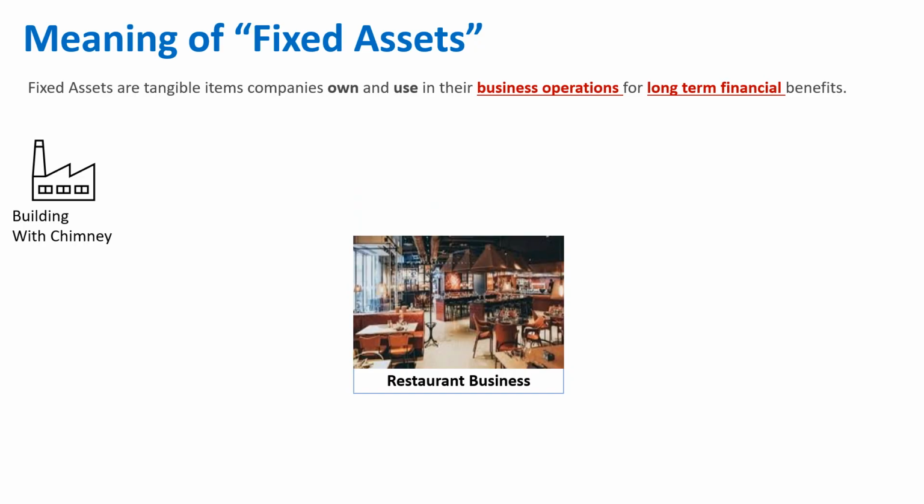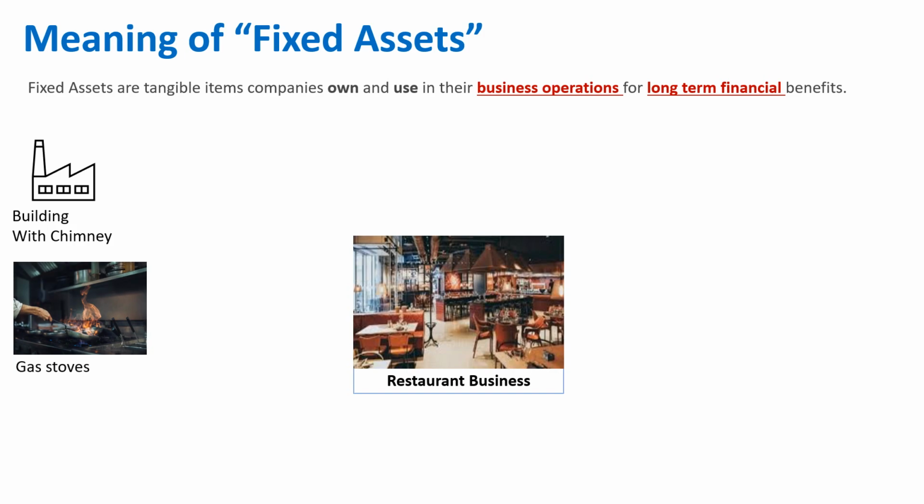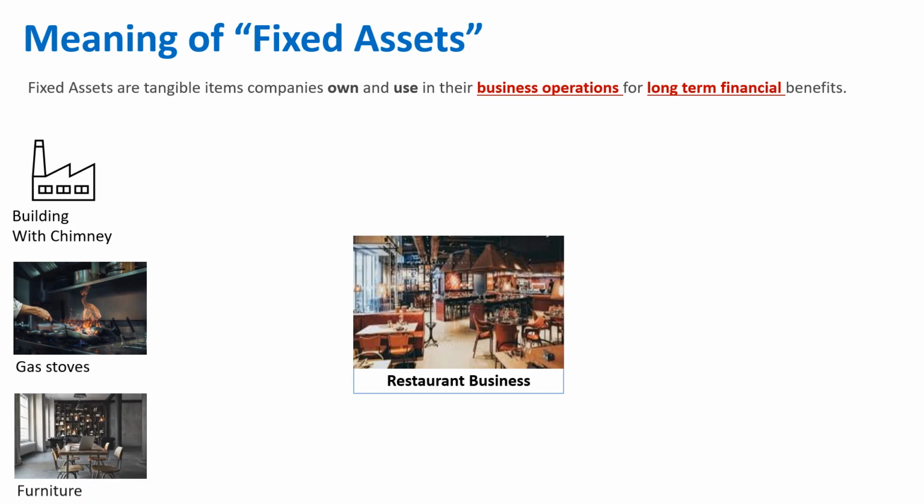The first is the building. You may make a building with a chimney facility. You may buy gas stoves because that is very much required for cooking, and furniture. When your customers come to the restaurant, they have to sit. Table, furniture, whether it is of less value or high value, you want to make a very costly restaurant, it depends on you. But these are the minimum requirements I was showing you on the left side.